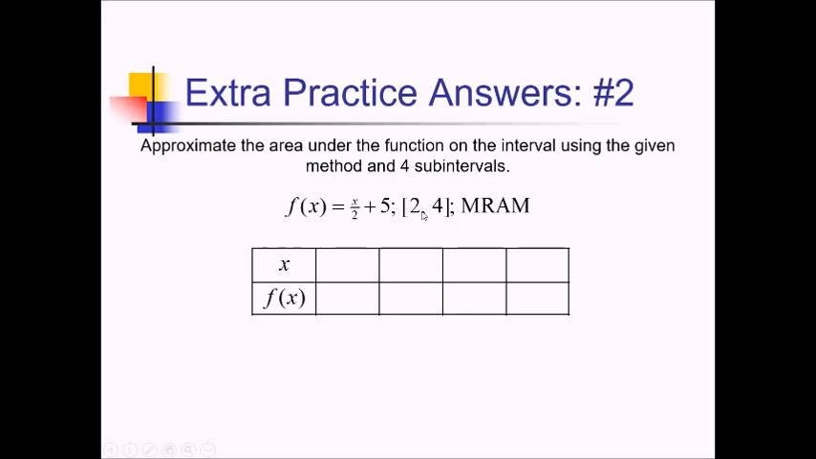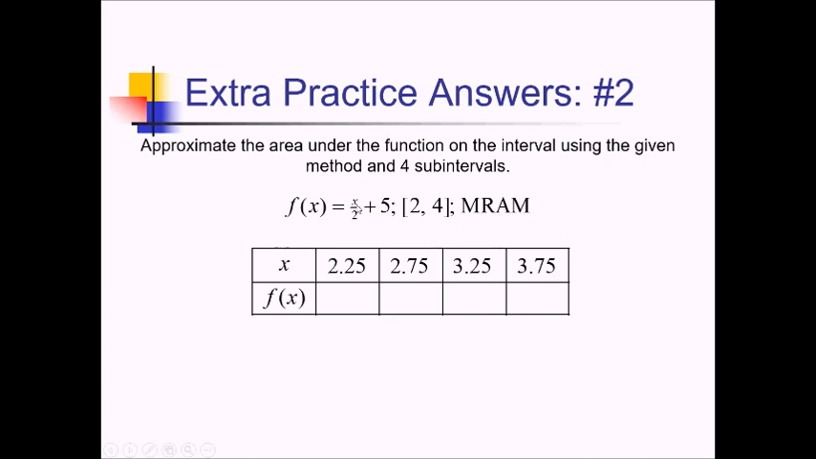So the first one is a rectangle going from 2 to 2.5. But the midpoint x value from 2 to 2.5 is 2.25. So that's my first midpoint there. Then the next rectangle goes from 2.5 to 3. The midpoint x value on that is 2.75. And you can see these are just going to go up by 0.5 each time because that's the interval length. So we've got 3.25 and 3.75.